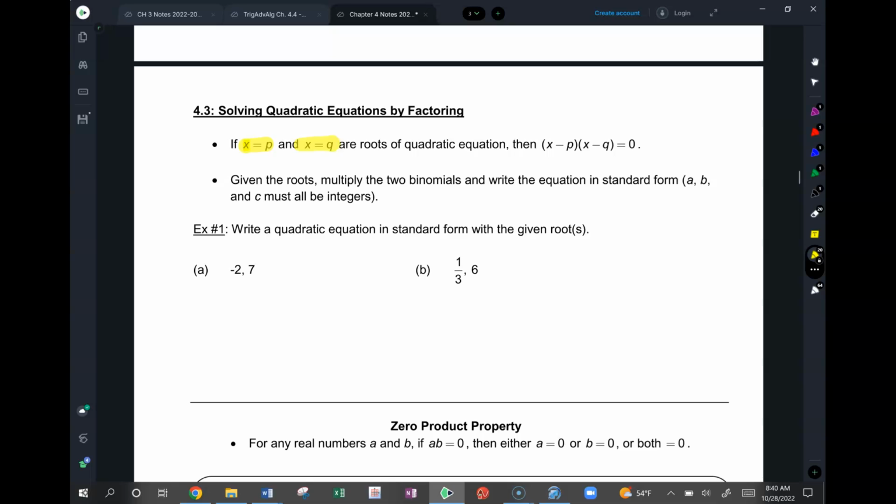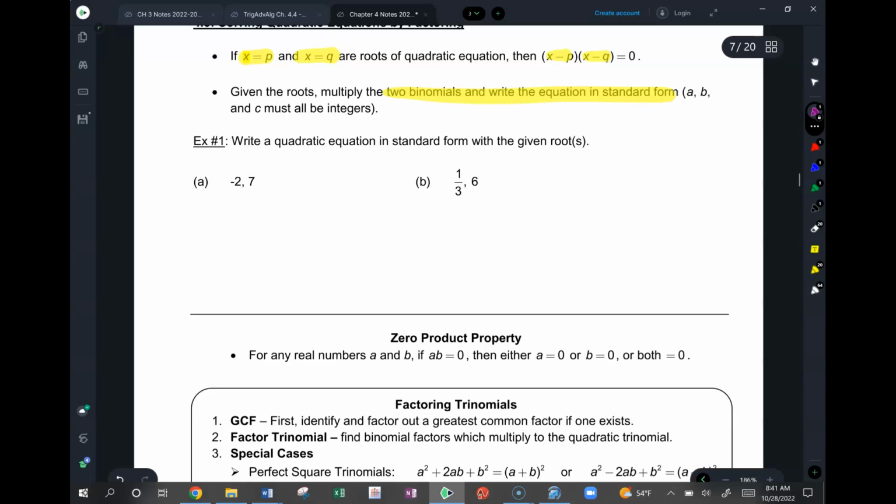So suppose P and Q are roots of an equation. Then x minus P times x minus Q is equal to 0. Okay? So once you have the roots, you can put them into two separate binomials, x minus P, x minus Q, multiply them out, and then you will have the standard form of the equation. Okay? All right, so take a look here.